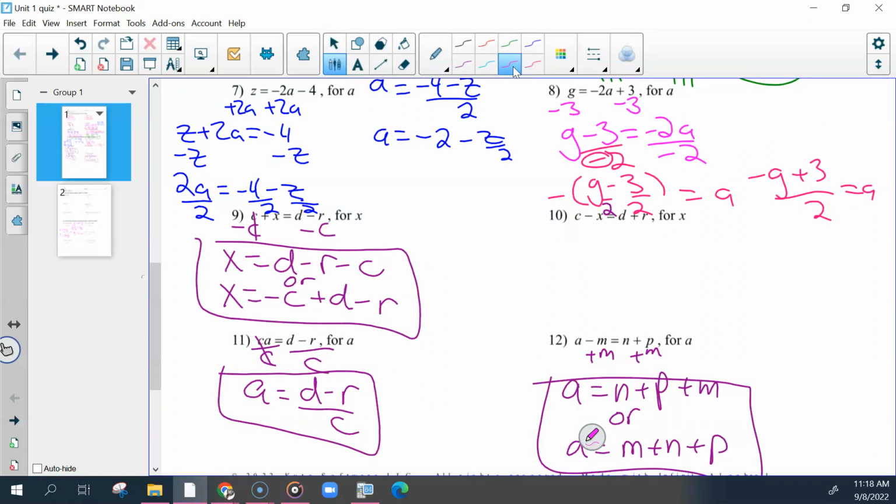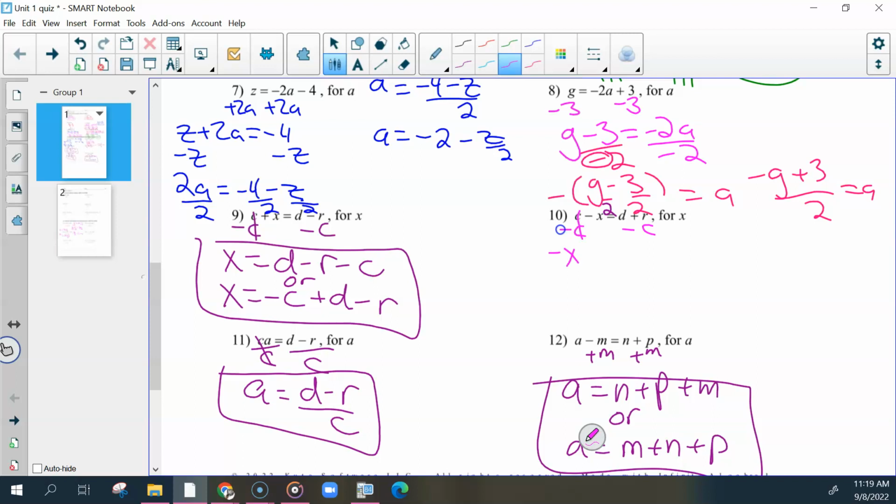Alright, I'm going to go over this last one, and then we will get any other last minute questions, and then we're going to start the test. So for number 10, one way you could have done this, if we were getting X by itself, we need to move C to the other side. So we could subtract C on both sides.